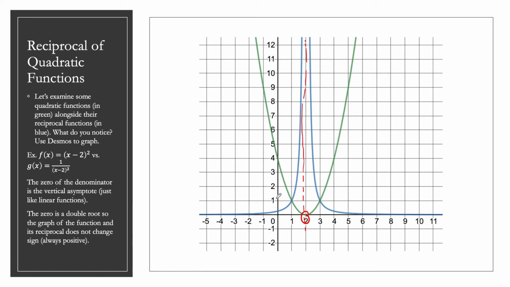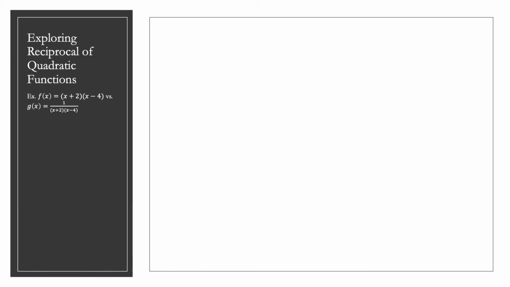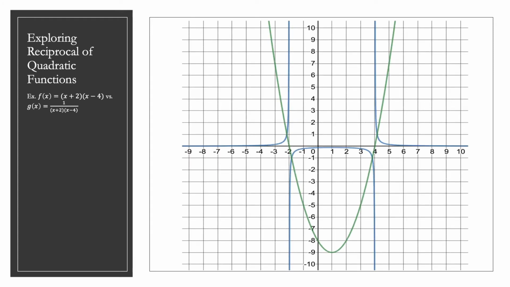Let's compare another two graphs. So we have the quadratic function (x + 2)(x - 4) versus its reciprocal function. So what do we notice? This one looks a little crazier. So I hope that you're still able to analyze a couple key properties. The first thing that we might notice is that the zeros of the quadratic, negative 2 and 4, are the vertical asymptotes of the rational function.